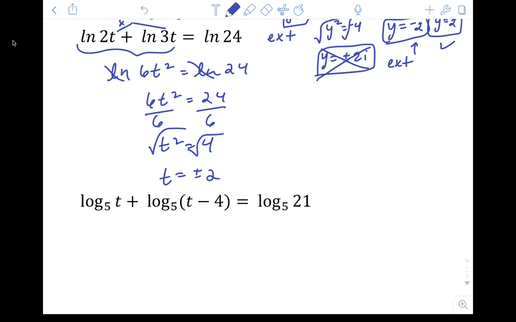So let's check them. If I check t is 2, here's my check. The natural log of 2 times 2 is 4. The natural log of 3 times 2 is 6. And that is supposed to be the natural log of 24. When you condense these with multiplication, 4 times 6 is 24. So positive 2 works just fine.